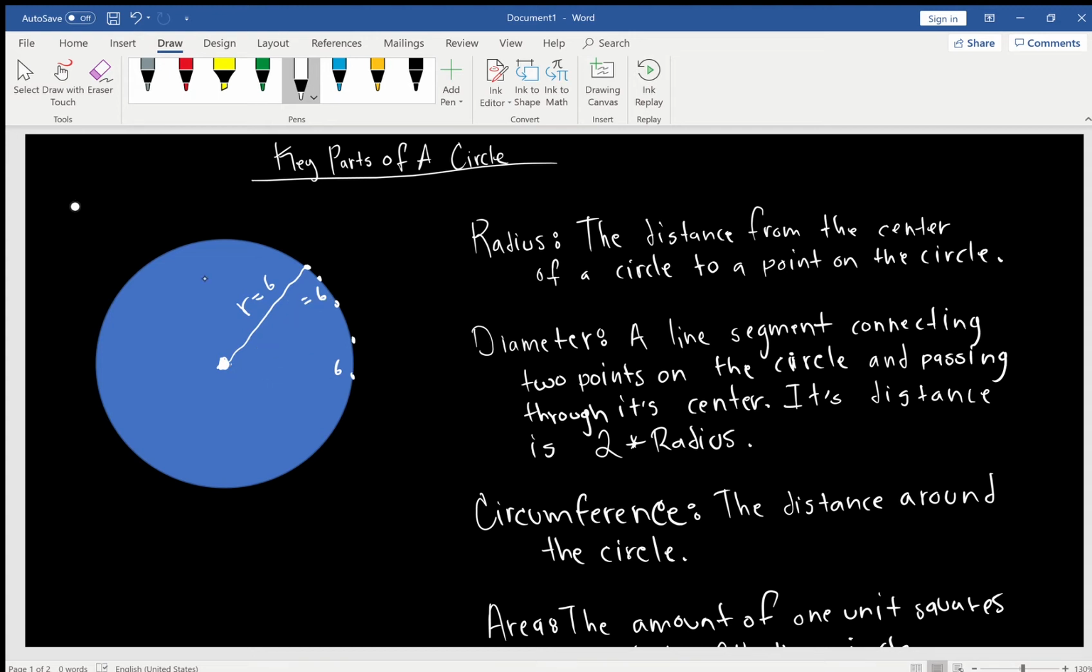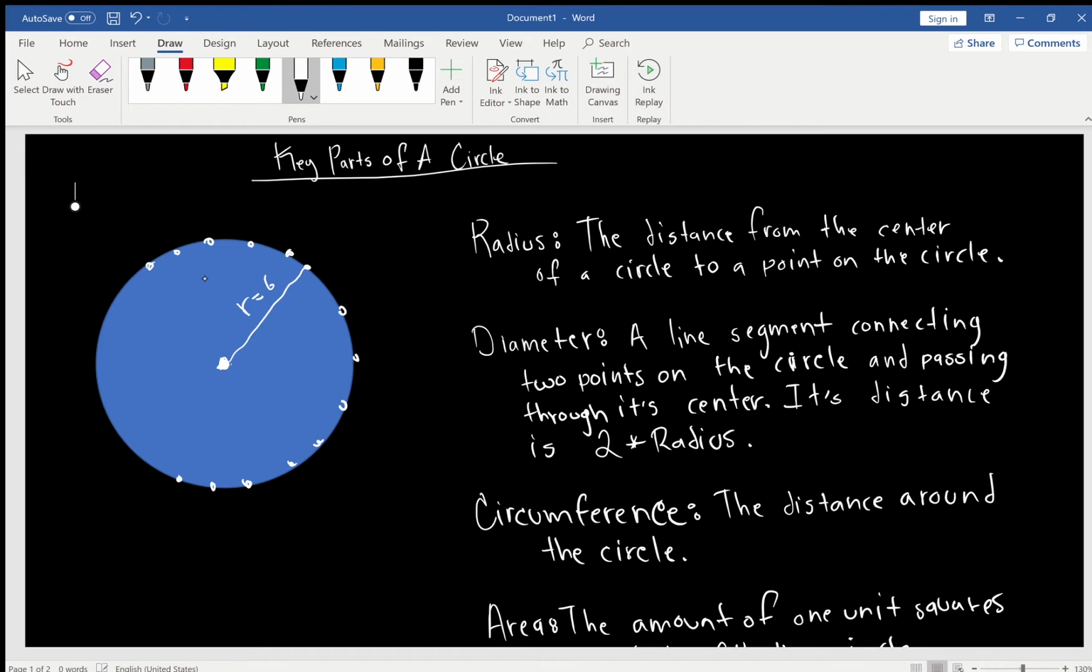So now that we have that, let's go over the next one, which is known as the diameter. The diameter is a bit different. It says the following: a line segment connecting 2 points on the circle and passing through its center. Its distance is 2 times the radius. So it has two requirements. First of all, it has to connect 2 points on the circle. Remember, we're talking about these points, so these are points on the circle. But it also has to pass through the center.